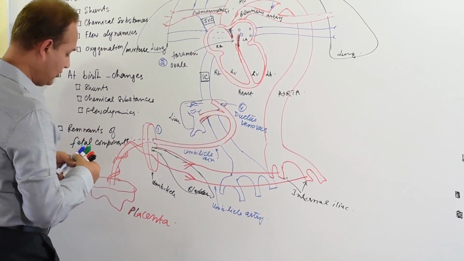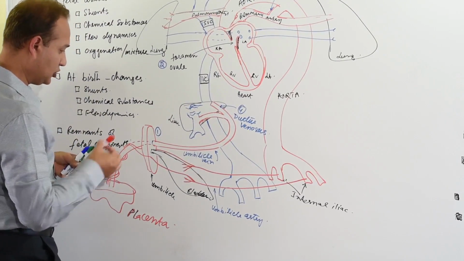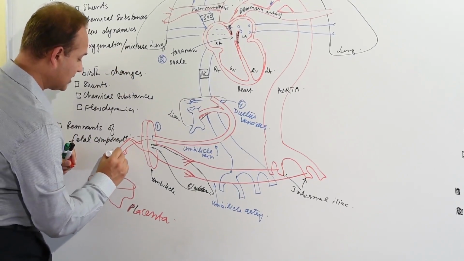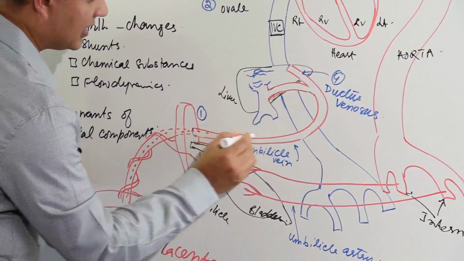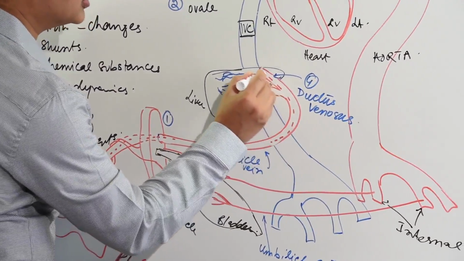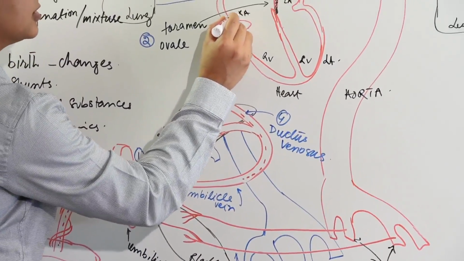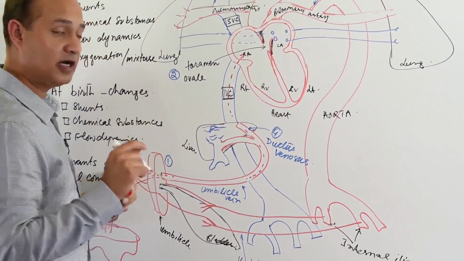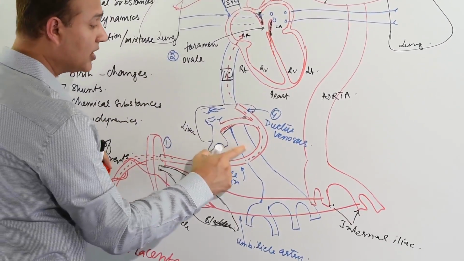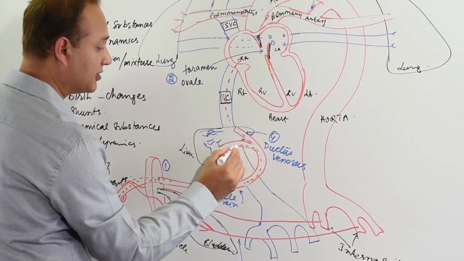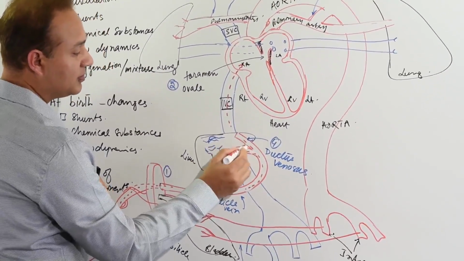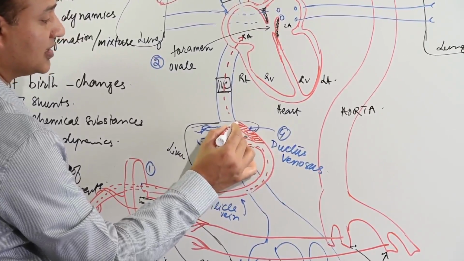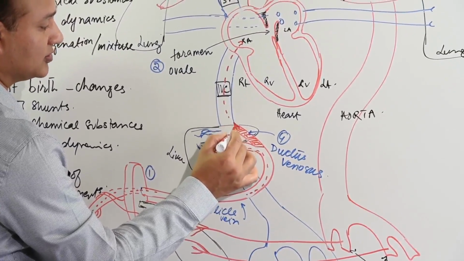So now the blood flows from the placenta. I'm going to use this red, from the placenta in the umbilical vein, and it flows towards the heart, the right atrium, through the inferior vena cava. So the first thing to remember: when the blood reaches near the liver, there is a shunt present here. I'm going to mark this shunt here. This shunt is made by the ductus venosus.